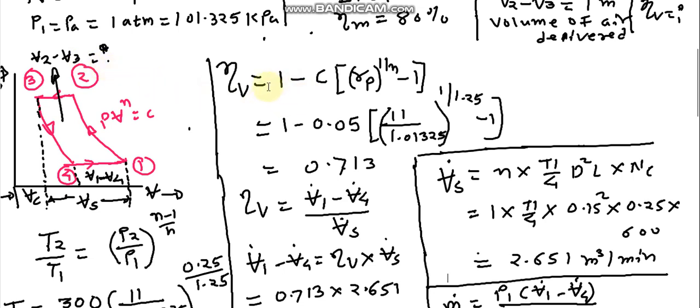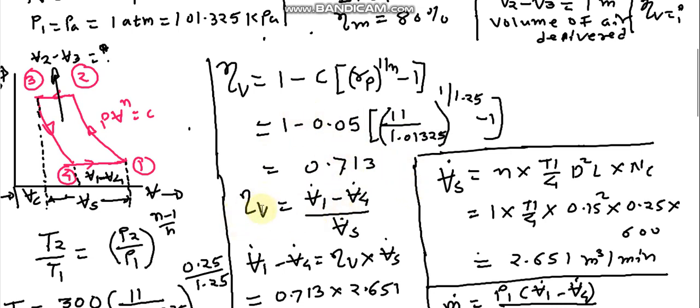We have to find. So first is very easy. C is given, delivery pressure and suction pressure are given. The first answer is very easy. Volumetric efficiency equal to 1 minus C, Rp raised to the power 1 by N, minus 1. Put the value of C, delivery pressure, suction pressure, we get the volumetric efficiency is 0.713.